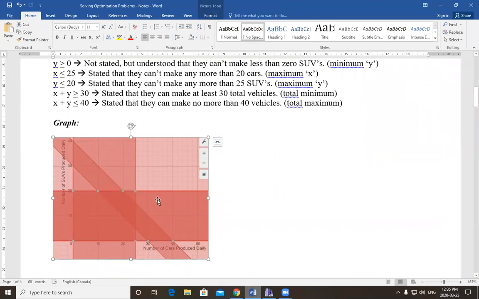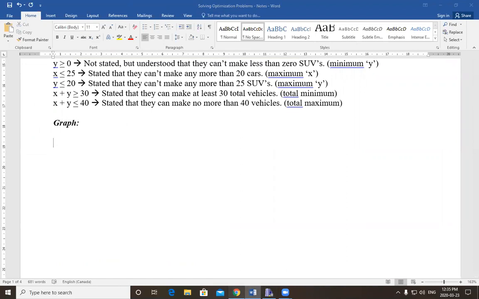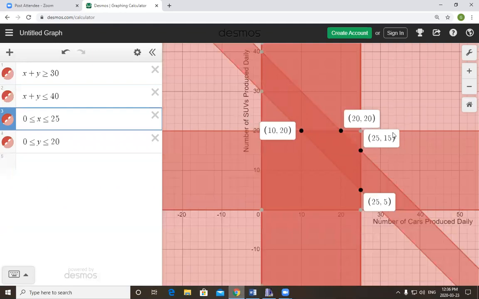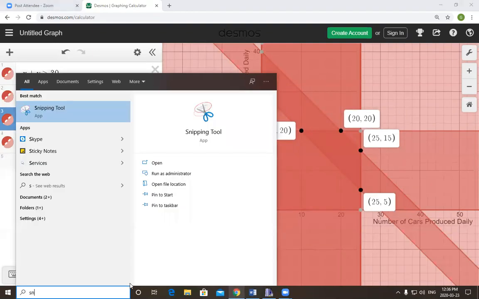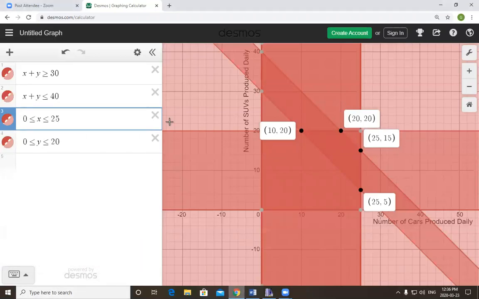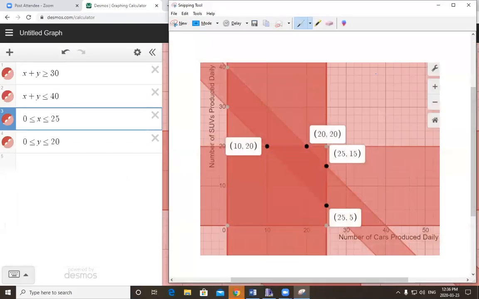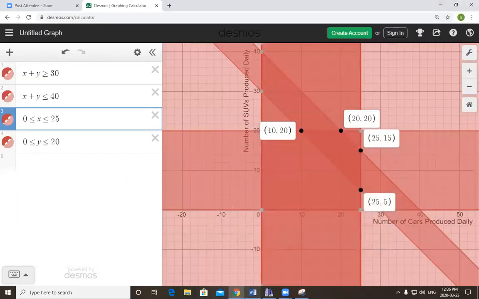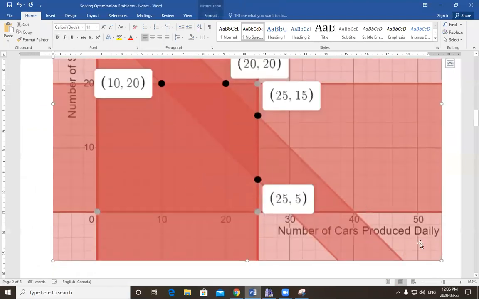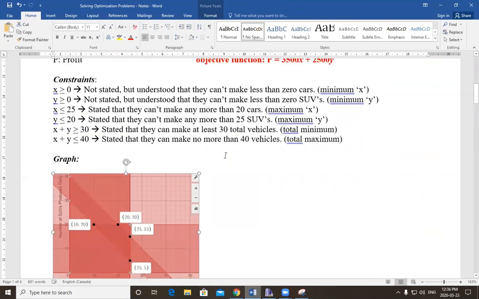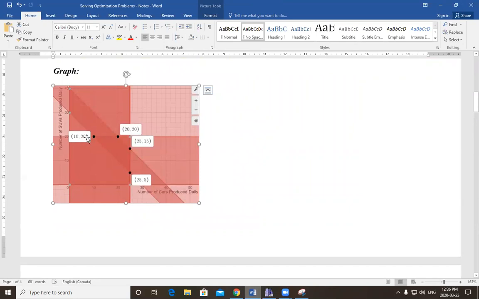All right, and what you should do is catch the corner points. So I did not do that. So I'm going to go back, click, click, click, and click. We want those 4 points. So now we'll snip. And we have it. Good, see the points are there. So now we've got our points. Make this a bit smaller so it's on one page. There we go. So those are the points we want: (10, 20), (20, 20), (25, 15), and (25, 5).